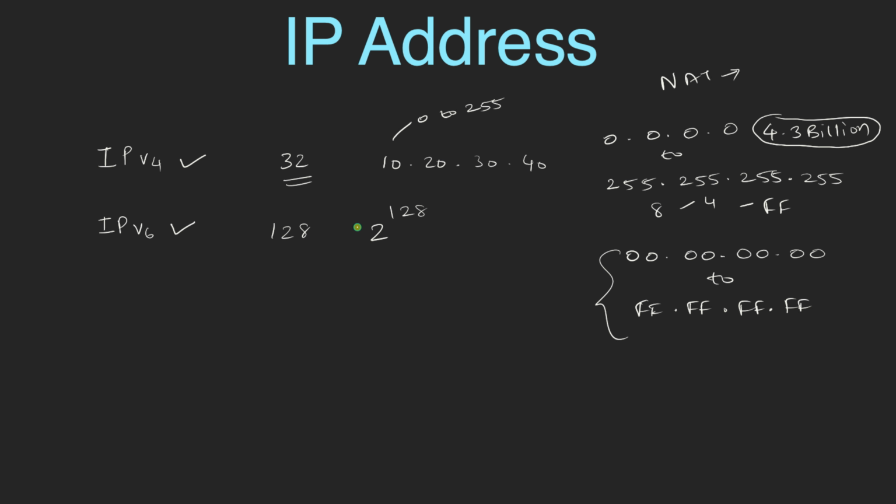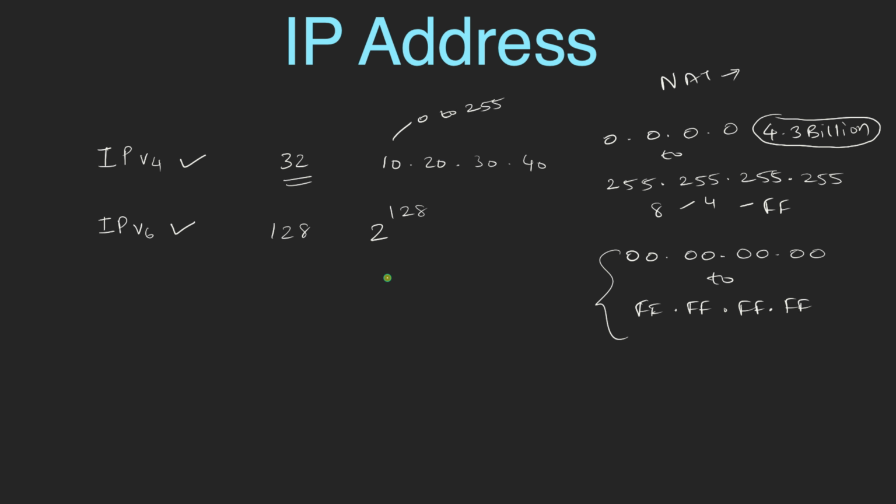This is a huge address space. There is also a saying that if you assign one IPv6 address to each sand grain in the world, we'll still be left with a lot of IPv6 addresses. So it is that huge. We will never have this IP exhaustion issue. And in addition to that, it also introduced some protocol improvements over IPv4.